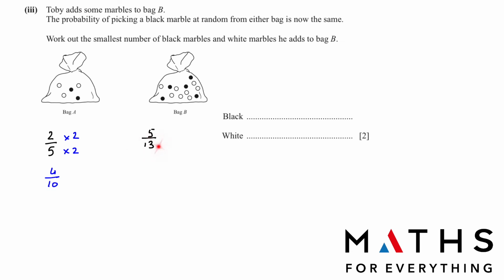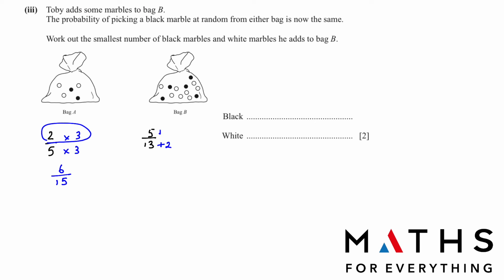The total is less than 13 here. So I will now multiply by 3. When I multiply by 3, I got 6 over 15. It's more than 13. It means if I add 2 here, it will be 15. And I want to get 6 in the numerator. Why 6? Because 2 multiplied by 3 is 6.